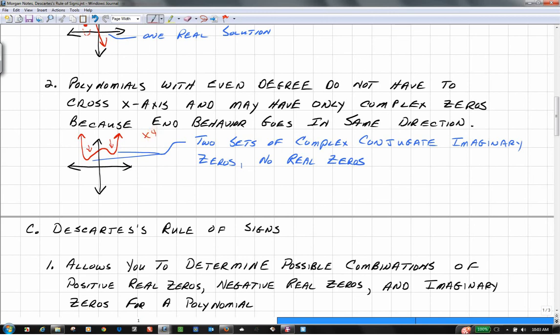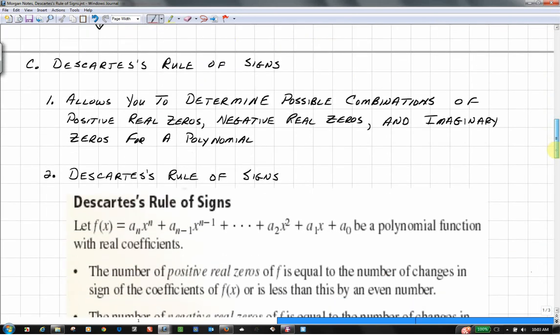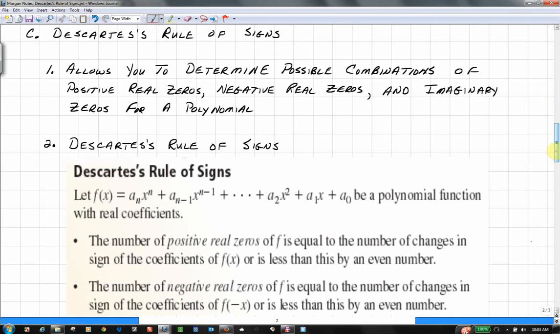Now let's go down to the rule of signs here and see what this has to say. There may be a time when I want to know how many positive real zeros. Now that's a real zero that has a positive number on it. Or a negative real zero, that would still be a real zero. You'd still cross the x-axis, but it would have a negative on it. And what this guy did is he came up with a way to do that. Let's go over that.